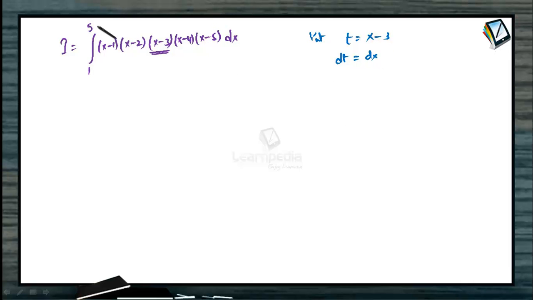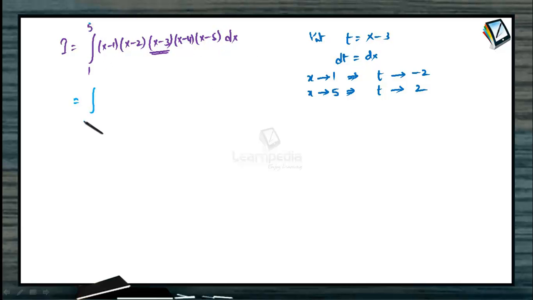Not only this, in the integral even the limits change. As x tends to 1, the value of t would become 1 minus 3, that is t becomes minus 2. And similarly, as the upper limit extends to 5, the value of the new variable t becomes 5 minus 3, that is plus 2. Then how will the given integral be in the changed variable t?